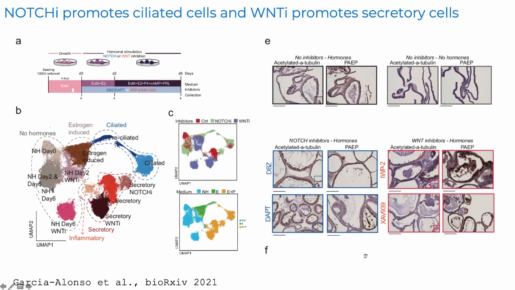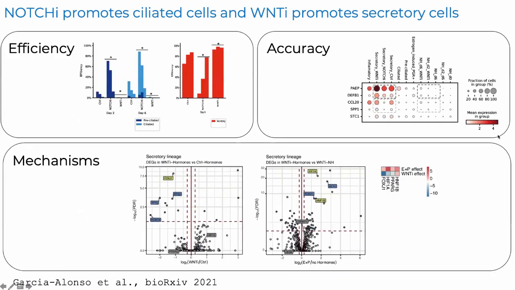And I'm just going to show you how nice the phenotypes were. So basically, when we put the Notch inhibitors here, we can nicely see how we don't have secretions at all, and then we have a lot of ciliated cells, and this was also recapitulated by single cell. And actually, the completely opposite pattern happens with the Wnt inhibitors, when we have very few ciliated cells and we have loads of secretions.